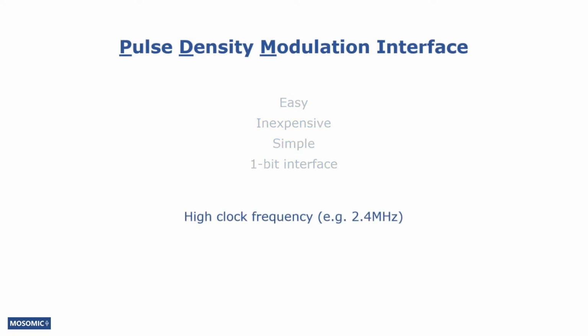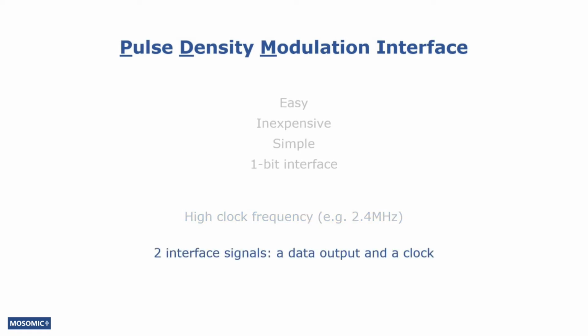The clock frequencies used in a PDM interface are fairly high, typically a few megahertz. The high clock frequency enables high-quality transmission of high sound frequencies. A PDM interface requires two interface signals, a data output and a clock. In addition to them, the microphone needs a supply voltage and a ground. The supply and ground can naturally be shared by multiple microphones.